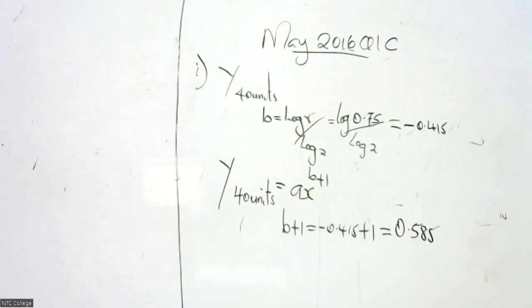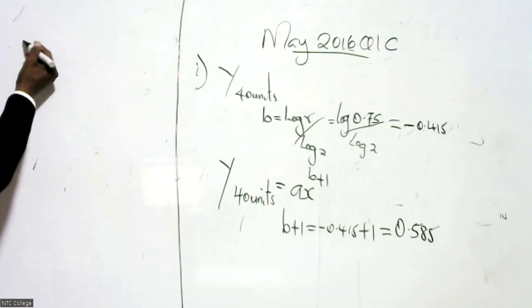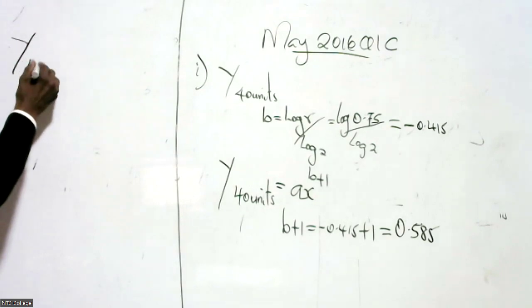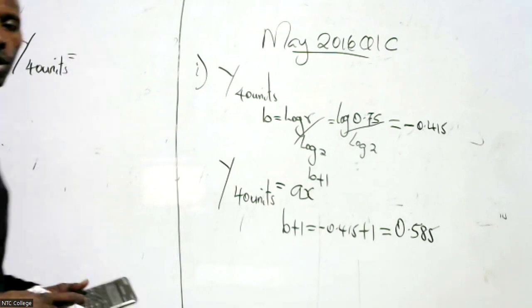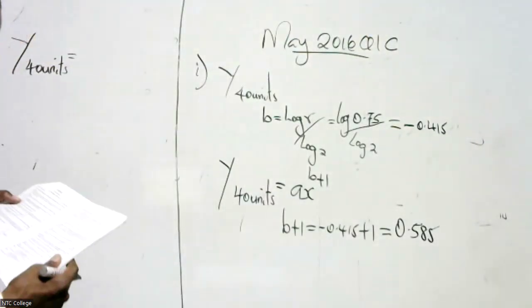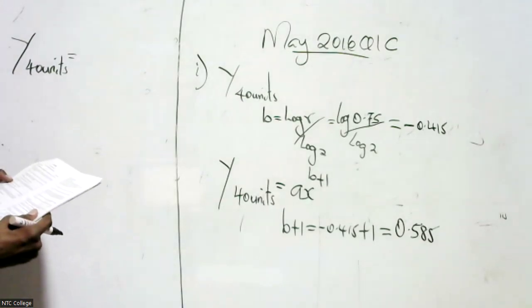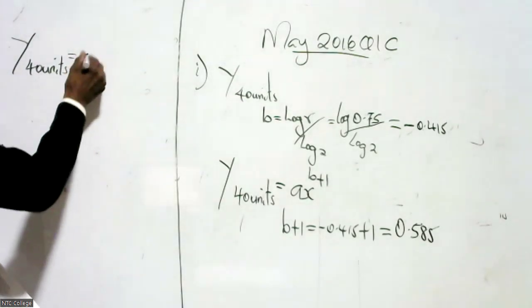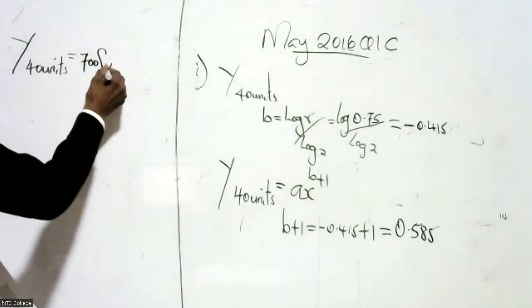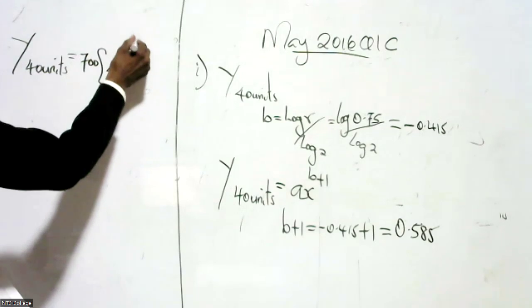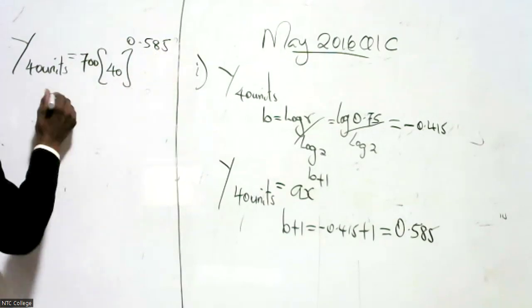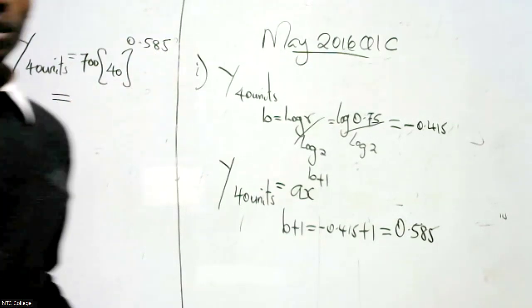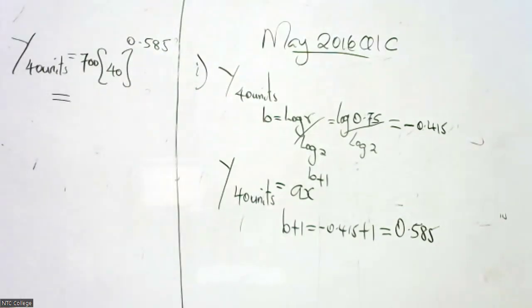At that point, we can now put our time taken to produce 40 units. Time taken to produce the first unit, I was told it was 700 hours, into 40 raised to 0.585. Did you do that, Carol? Did you do that?